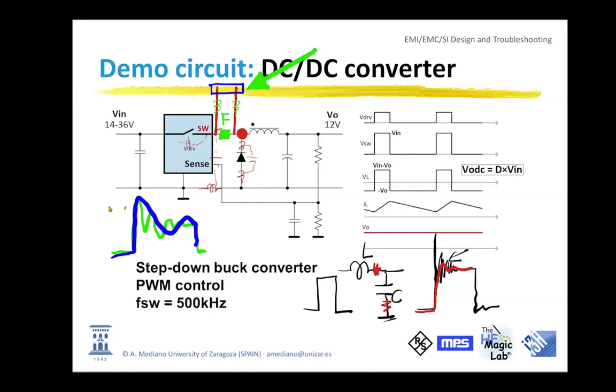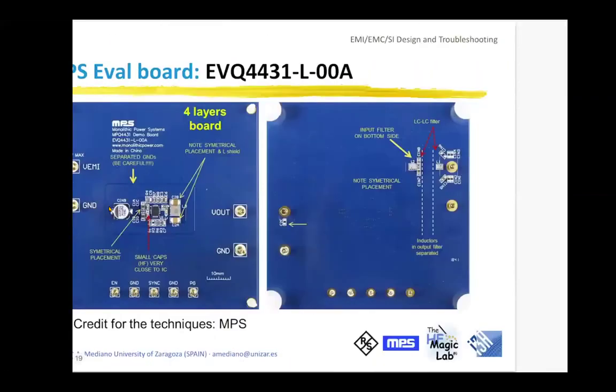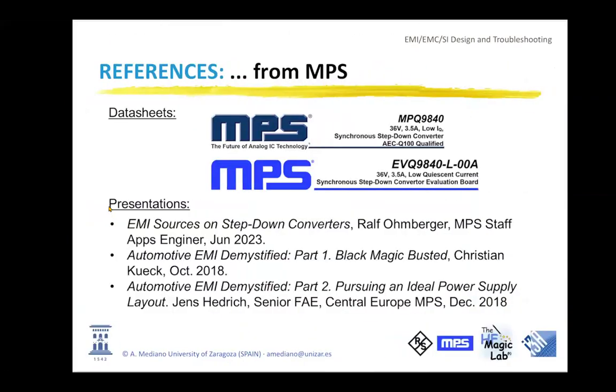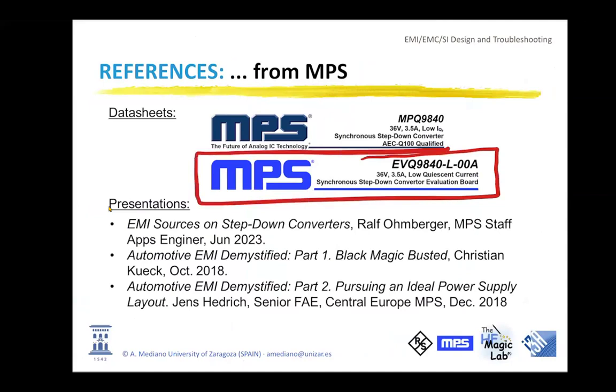EMI is the technique to control or contain electromagnetic energy where you want, avoiding it arriving at cables or other elements that can be good antennas. So my recommendation is to check the evaluation board information. You will see it in the slides that you will receive, you have the reference. This is the evaluation board that I was testing, this one. So you have this information on the web, on the MPS website.